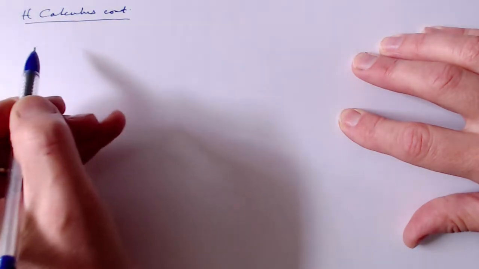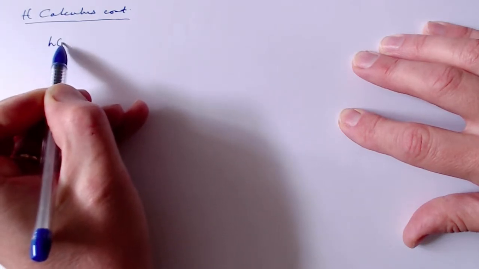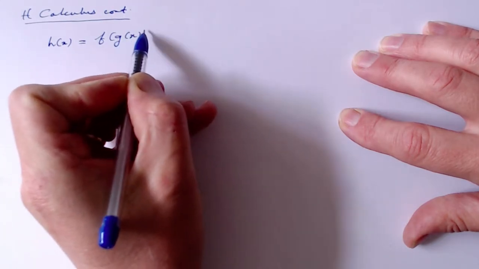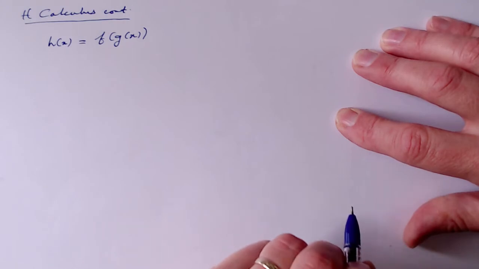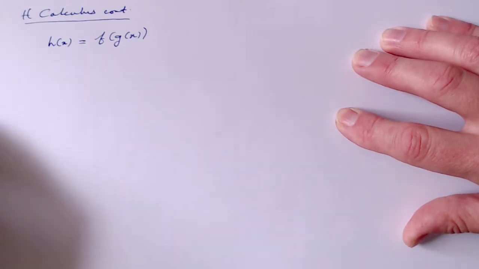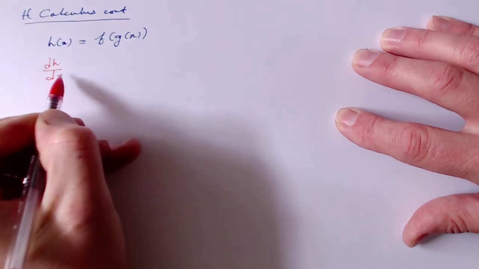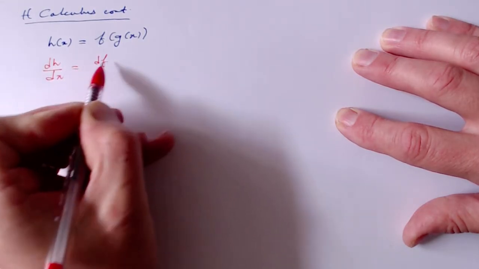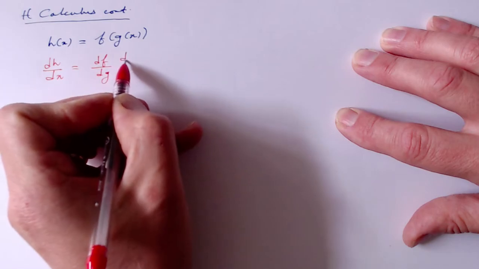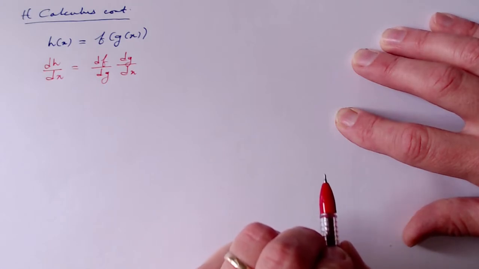So just to set things up, we're looking at composite functions. So let's think of having a function h of x, which is a composite function f of g of x. And what we showed in the previous tutorial was the chain rule, which is that the derivative of the composite function is given by the derivative of the outer function with respect to the inner function, and then multiplied by the derivative of the inner function with respect to the independent variable x, and that is the chain rule.